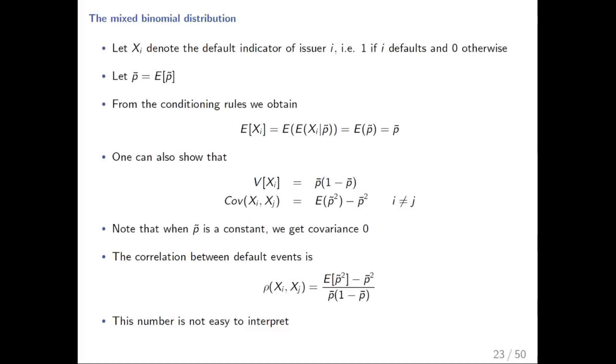non-zero covariance. And you can see that this is actually zero if you make p bar constant. If we go back to the binomial world, p bar would be constant, so it would just be p bar squared minus p bar squared, and there'd be zero covariance between defaults. This would also be a simple question I could ask you in an exam. Something which is less easy to understand is the correlation. The correlation is simply the covariance divided by the variance. It's a bit of a messy number to interpret, so we just think about things in terms of the numerator.